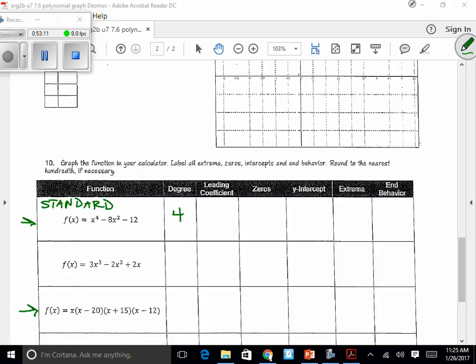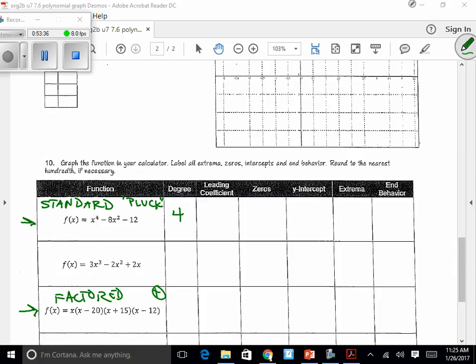Right. Leading coefficient is a... What number is in front of the x on the x to the 4th power on this first one? What number is in front of the x? Yeah. Now, I'm not going to be looking for this one. They just happen to have it on there. I just want you to hear it. The leading coefficient on this one is also going to be a 1.